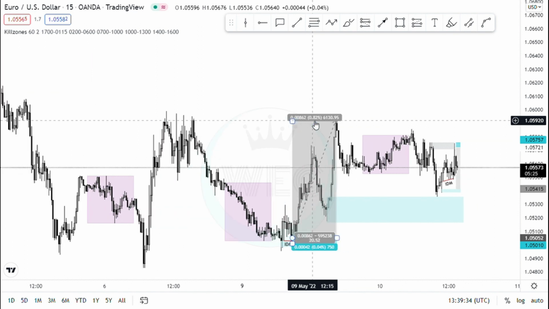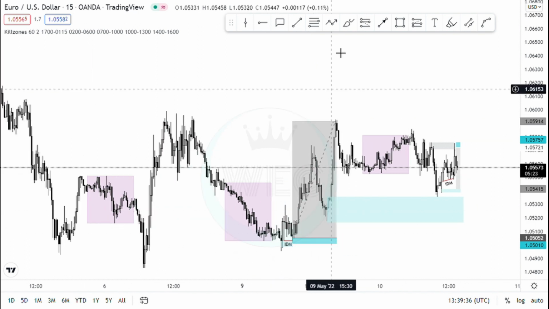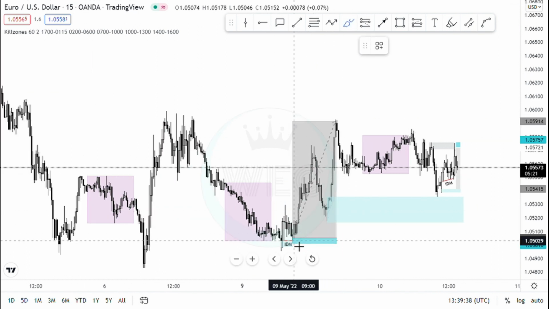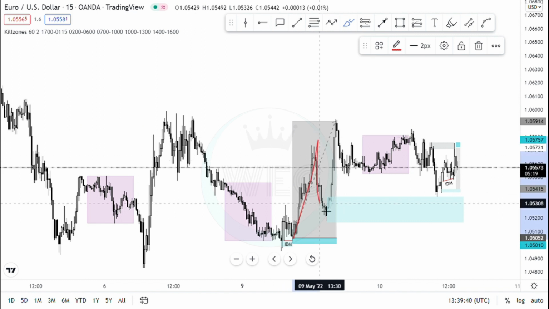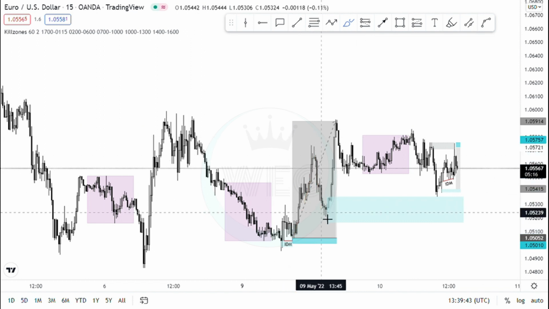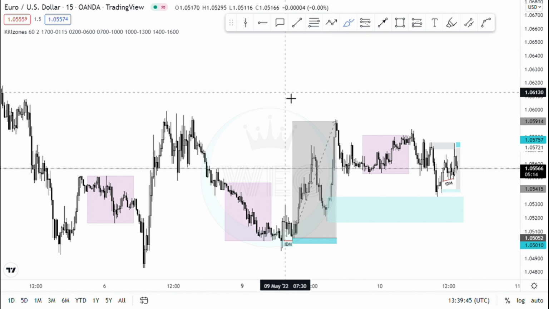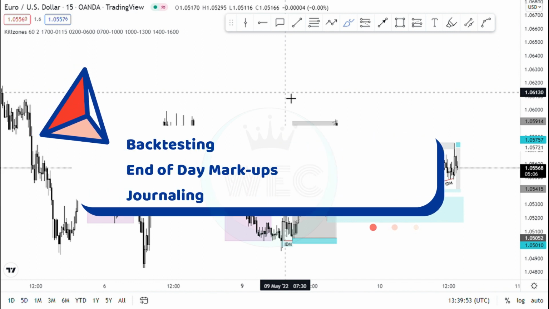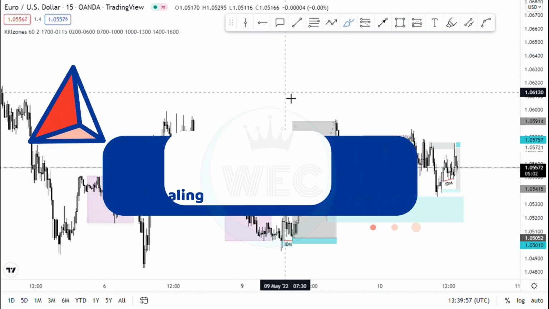Imagine that you are in this trade and it pulls up to somewhere 1:18 and it retraces. I mean, you get headache. But I was still quiet because I knew what I was looking at, right? And all these things was something that I built up in the last tip that I'm going to show you, which is backtesting, performing end of day markups, and journaling, right?